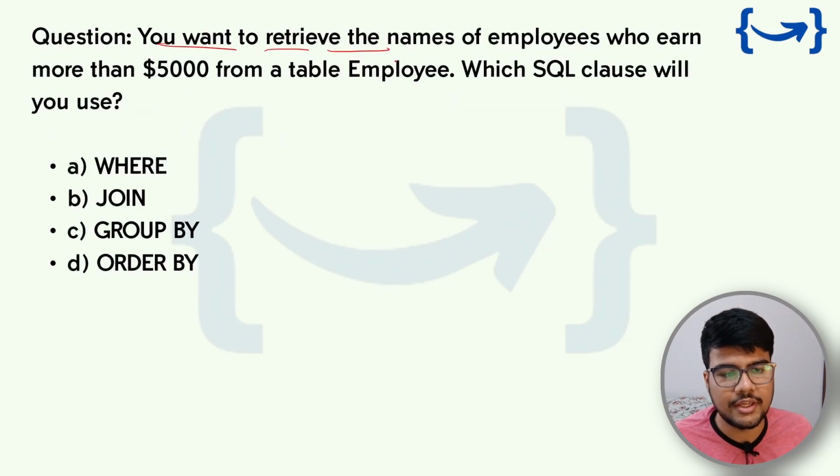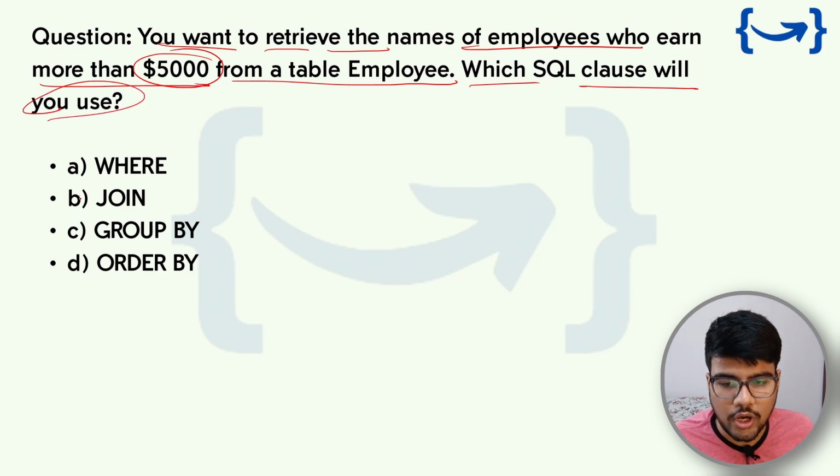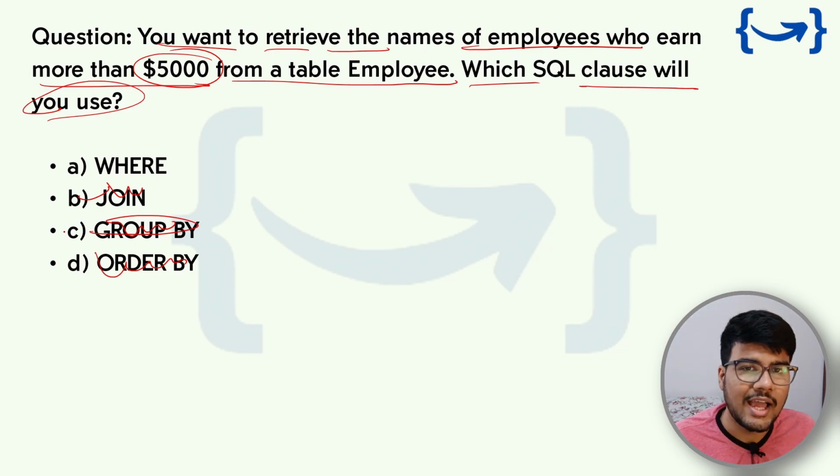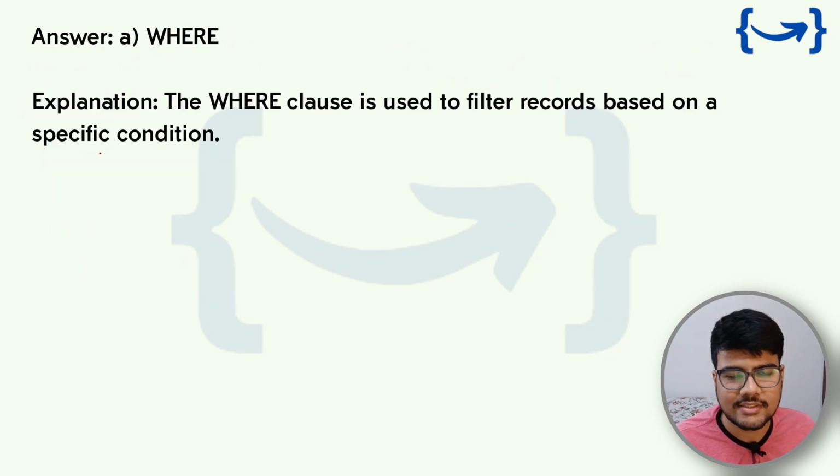Question: you want to retrieve the names of employees who earn more than $5,000 from a table employee. Which SQL clause will you use? Join? No. Group by? No, I don't need to group something. Order by? No, I don't need to ascend or descend something. I will use the WHERE clause to perform this task. The WHERE clause is used to filter records based on a specific condition.